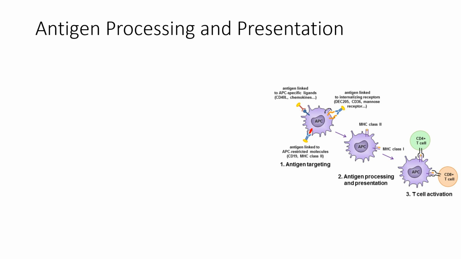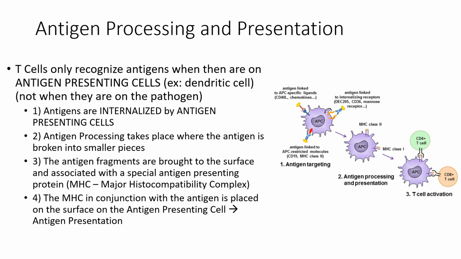Okay, antigen presentation. You guys already know this. We've already talked about this. So T cells only recognize antigens when they are on the antigen presenting cell. So this antigen could be floating by in the bloodstream, and the T cell is just going to let it go. So it's only going to be aware if it's on the antigen presenting cell. If it's on a pathogen floating by, nothing. It's got to be on the antigen presenting cell for the T cell to recognize it.